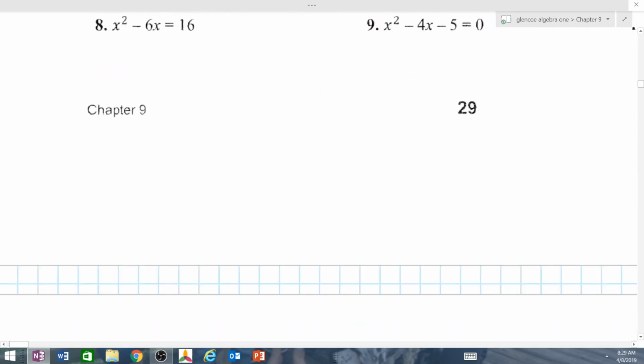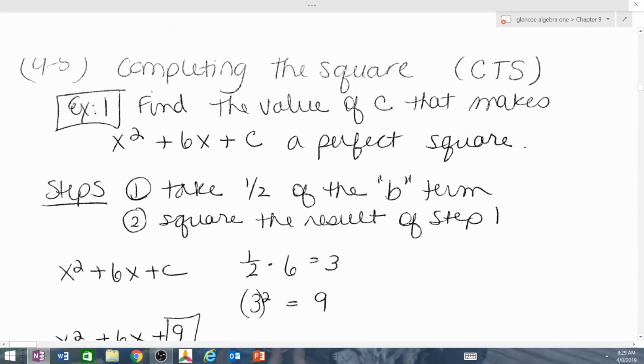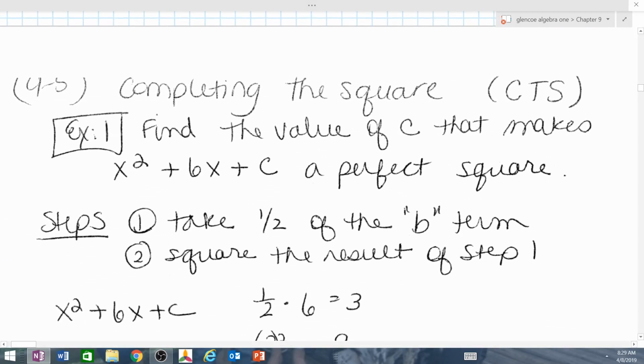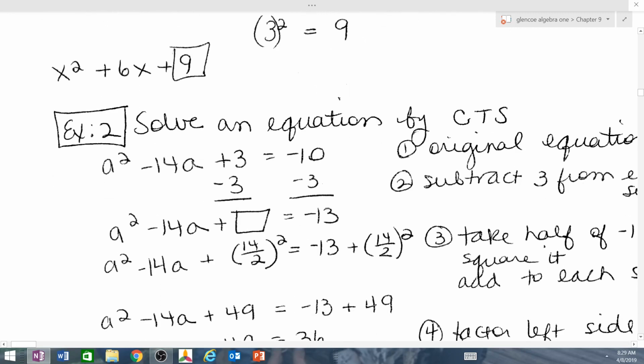So let's just look at it in another way for you. Completing the square. Find the value of c that makes x squared plus 6x plus c a perfect square. Step 1. Take 1/2 of the b term. What's half of 6, guys? 3. Good. Then square it. What's 3 squared? 9. So what does c equal? 9. C equals 9. Is x squared plus 6x plus 9 now a perfect square trinomial? Okay, you are not responsible for solving an equation by, that's a new word, by completing the square. Is that clear?